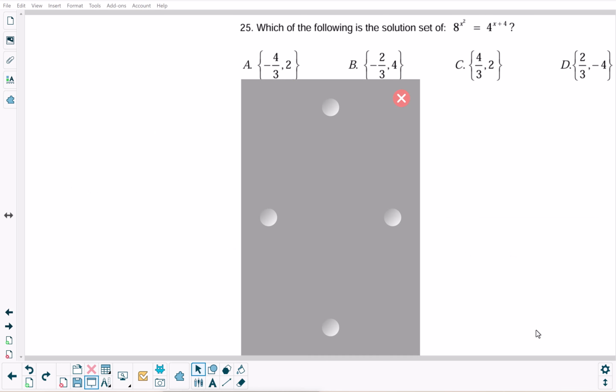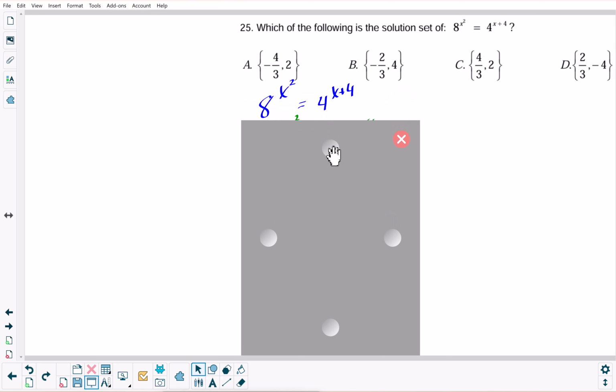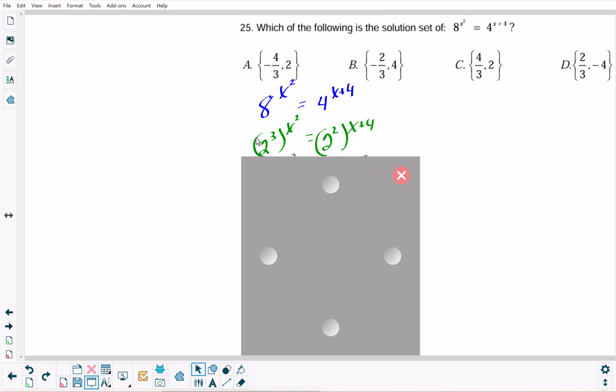The second way will be using algebra. So I'll start off with the equation as it is. When you want to solve exponential equations, usually you want to have the same base. So I'm going to rewrite these so that 2 is the base. 8 is really 2 cubed, raised to the x squared power. 4 is really 2 squared, raised to the x plus 4 power.